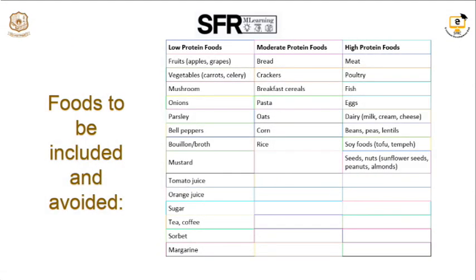Some of the foods to be included and excluded I have added. Generally the things that you should avoid are foods rich in protein, like your daily eating of meat, egg, all those things have to be avoided, whereas low protein foods such as fruits and vegetables could be included in abundance. So that's it for today's learning.